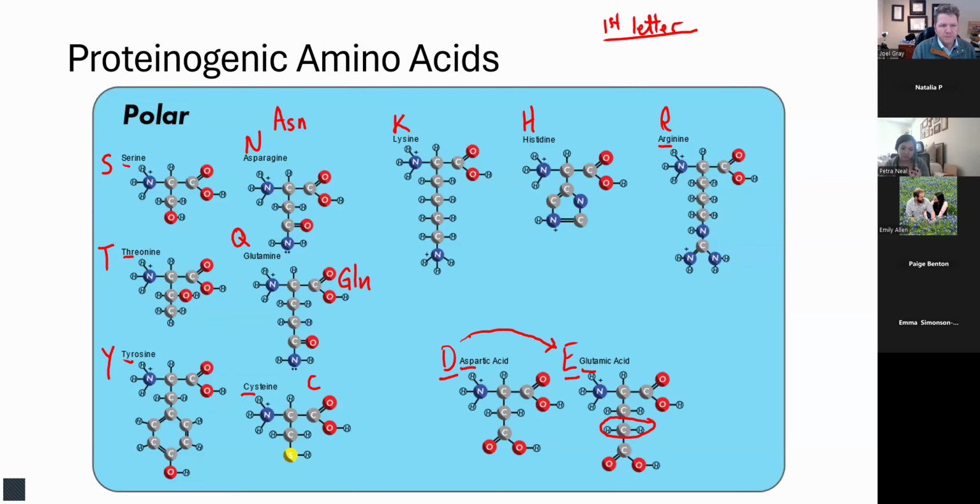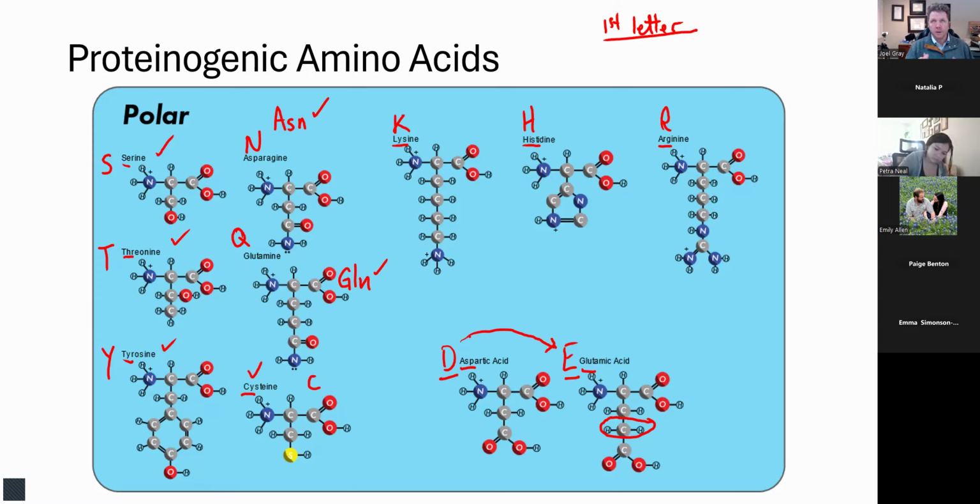Now, I want to go ahead and finish the three-letter codes. So we've done serine is SER, threonine is THR, tyrosine TYR, cysteine is CYS, glutamine is GLN, asparagine is ASN, lysine is LYS, histidine is HIS, arginine is ARG, aspartic acid is ASP, glutamic acid is GLU.